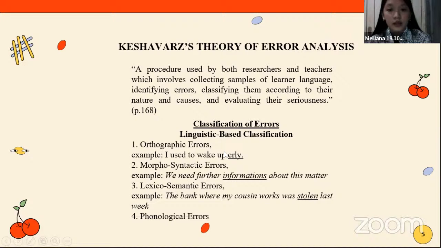There's supposed to be the word "a", right? Early. And then the second is morphosyntactic errors. This error is concerned with the grammatical structure in the sentence. For example, "we need further information about this matter."